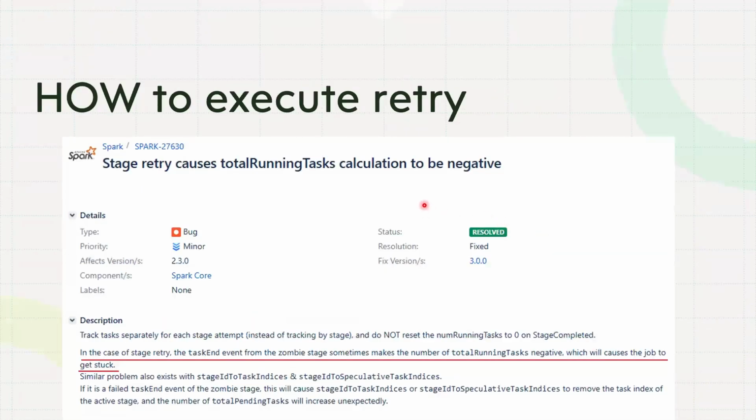Another case of how to execute a retry was found in Spark. They sometimes had a so-called zombie stage, and while it was not able to execute, they were retrying the system. At that time, they were changing the state. But when this zombie came back eventually, it altered the state again, causing a negative number in the running task counter. It caused a lot of jobs to stop and fail.